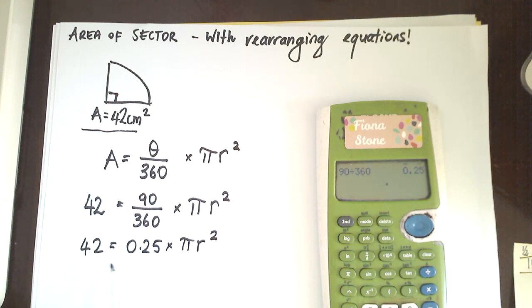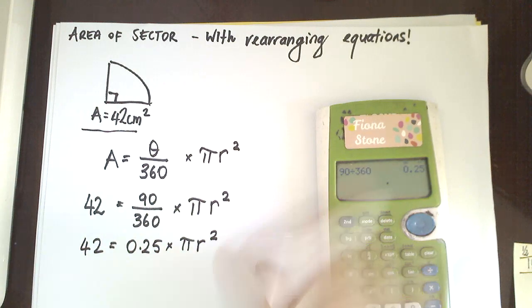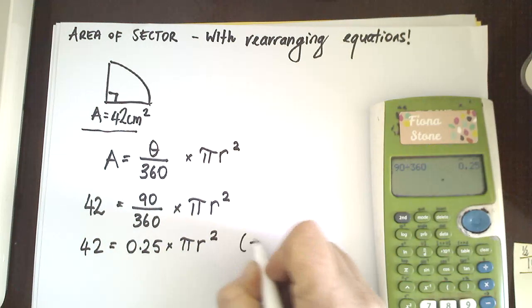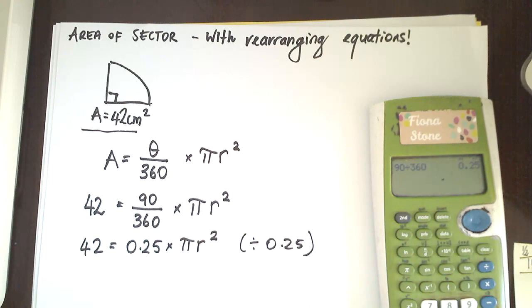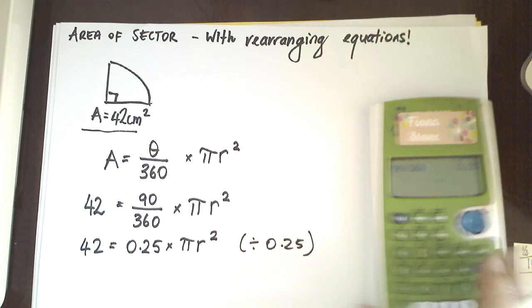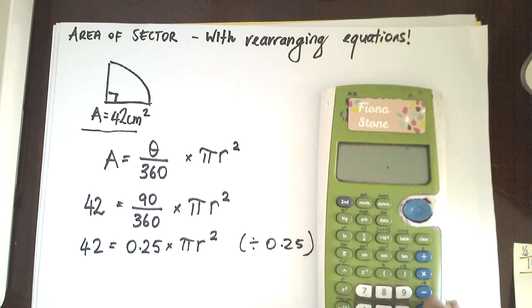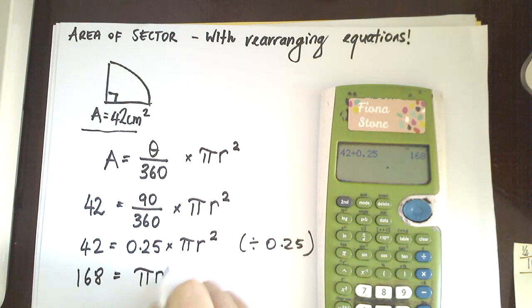We'd now like to get rid of this whole 0.25 times pi r squared, so we could actually divide both sides by 0.25. So 42 divided by 0.25 is 168 equals pi r squared.